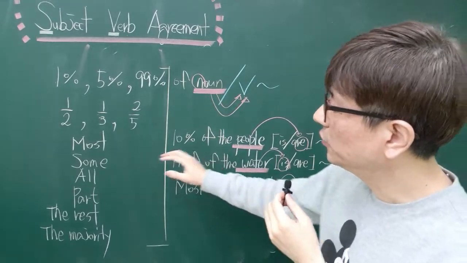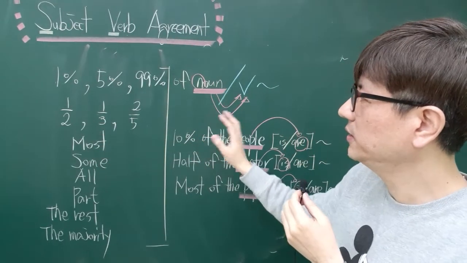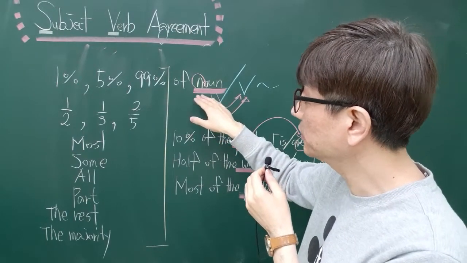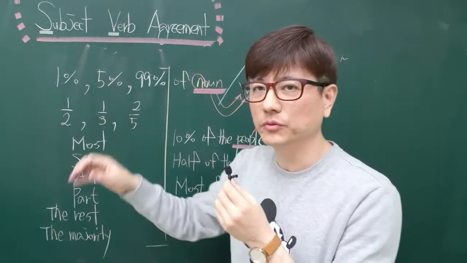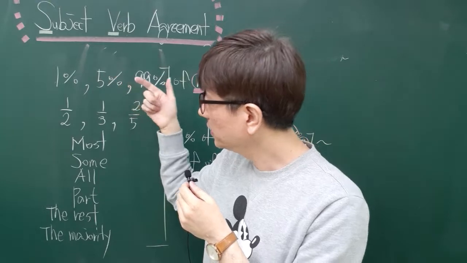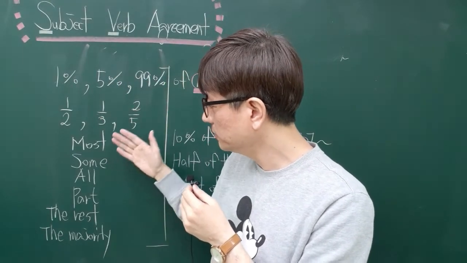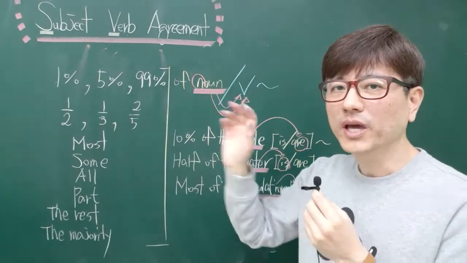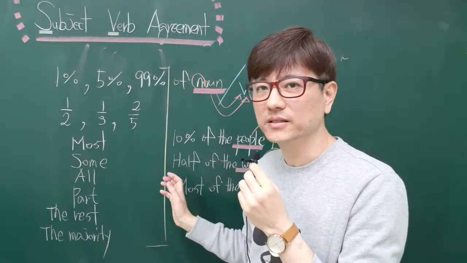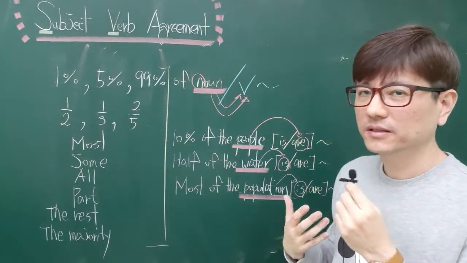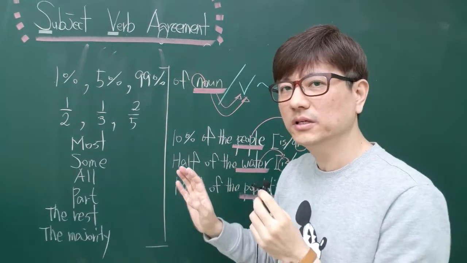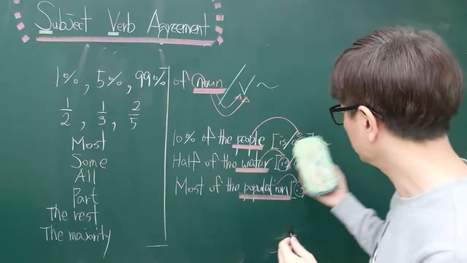Like this, when you see this pattern in the place of the subject, we have to focus on this noun. So you have to memorize these 8 things. Once again, percentage, fraction, most, some, all, part, the rest, majority. You have to memorize those 8 things. Do you know what I mean? Okay. Then let's move on to the third key point I want to talk about.